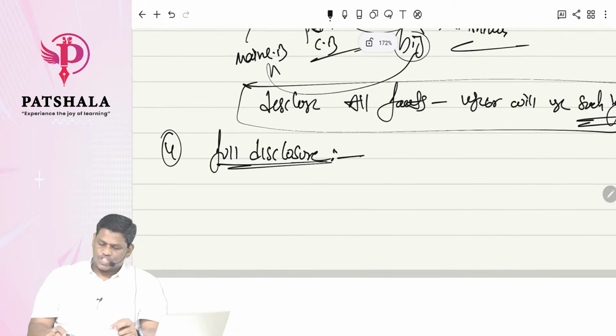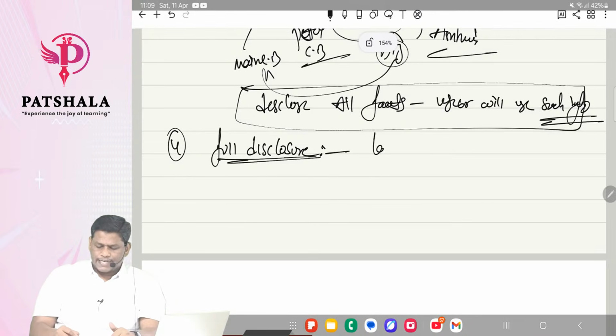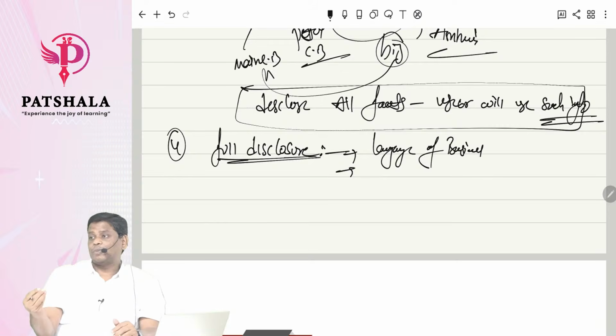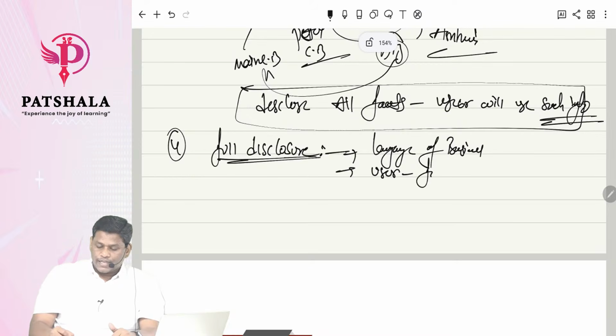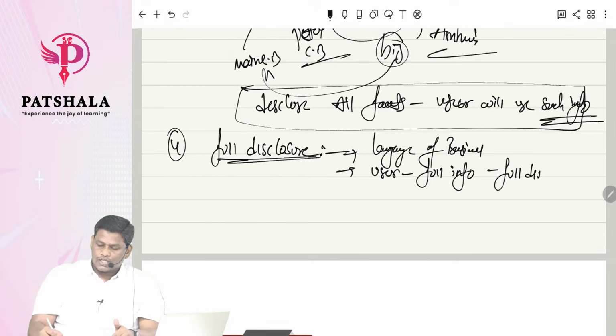This is also one good convention that we have, known as full disclosure. See, accounting is what we call the language of business. In the first unit I told you about the procedural aspects of accounting: first we generate information, then the information generated is used by users. So for a user to use it, first give full information. Giving the full information is called full disclosure.